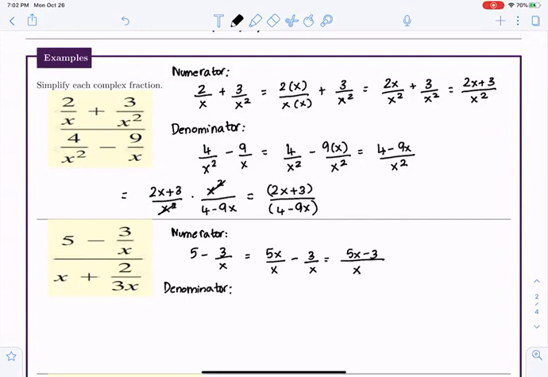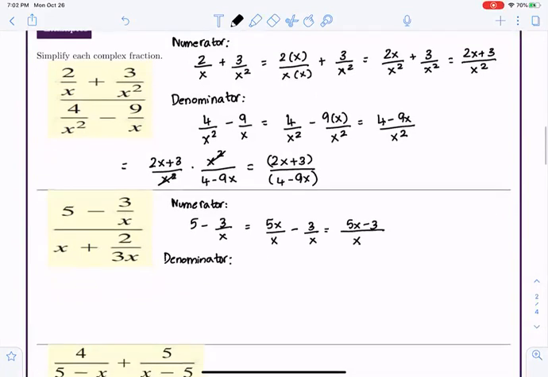The denominator has x plus 2 over 3x. The least common denominator that we need in order to combine the two terms would be 3x. So we multiply and divide x by 3x, which would give us 3x squared plus 2 over 3x.